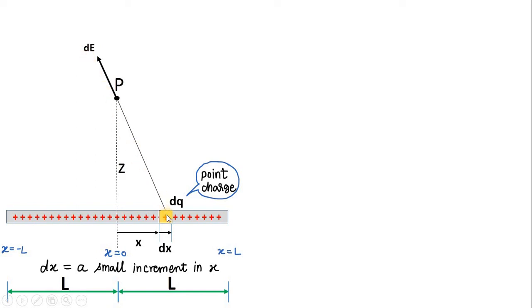And you note that the direction of the electric field due to a point charge is always radially outwards from the point charge. That means along the line joining the point and the point charge. Now, let us say that this distance is r. Then, using Coulomb's law, can we write that the magnitude of this electric field dE is 1 upon 4 pi epsilon naught, this charge dq, divided by the square of the distance, r square?